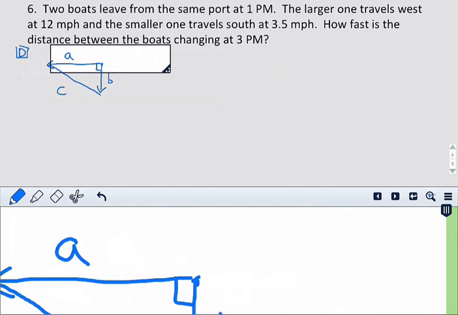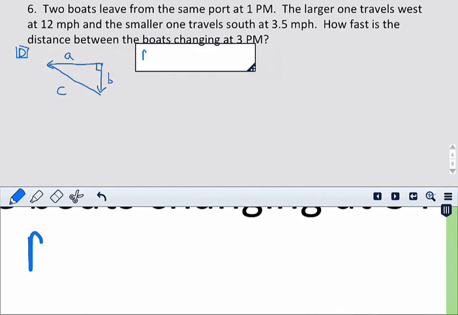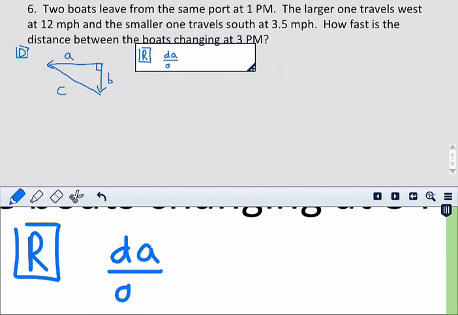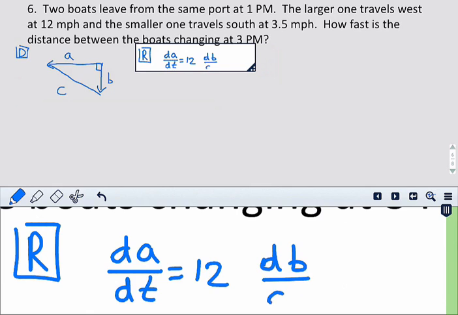And that's our general diagram. So let's deal with our rates. So we know that the one traveling west is 12 miles per hour. So what that means is dA over dt is going to equal 12. And the one traveling south is 3.5 miles per hour. So dB over dt has to equal 3.5.